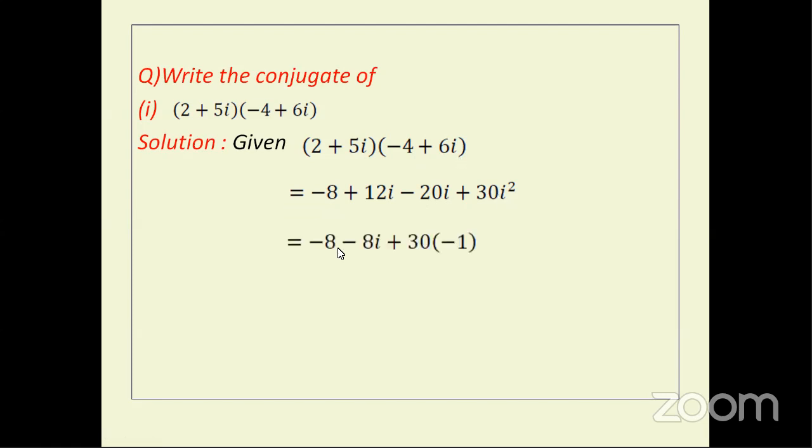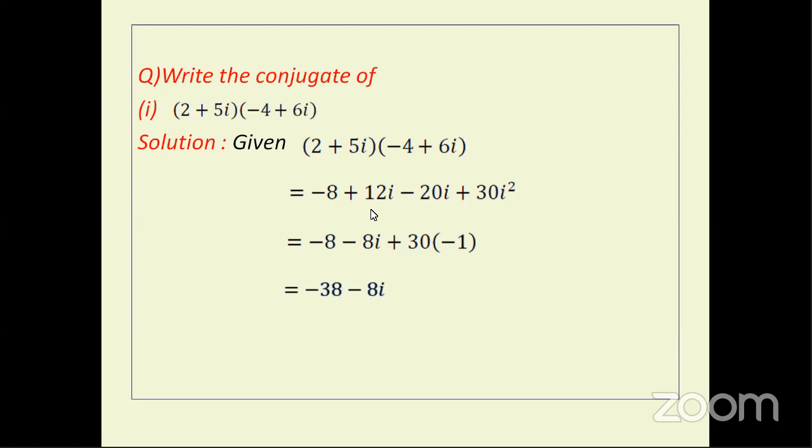Right. So −8, 12i − 20i is −8i. 30 into i² is −1, so 30 into −1 is −30. So −8 − 30 gives you −38 − 8i. We have simply reduced this problem to a + ib form. Still, we didn't write the conjugate.